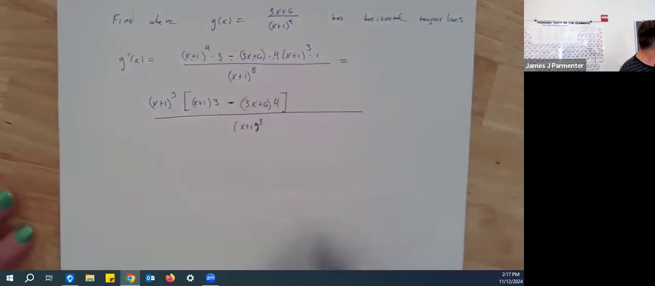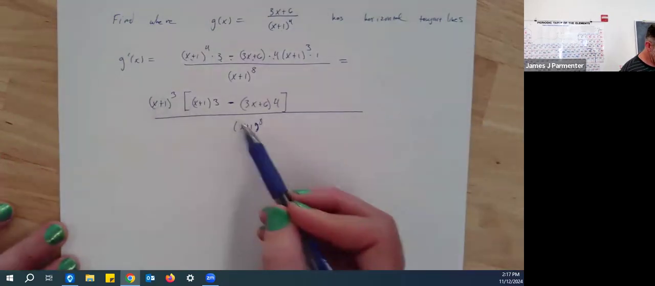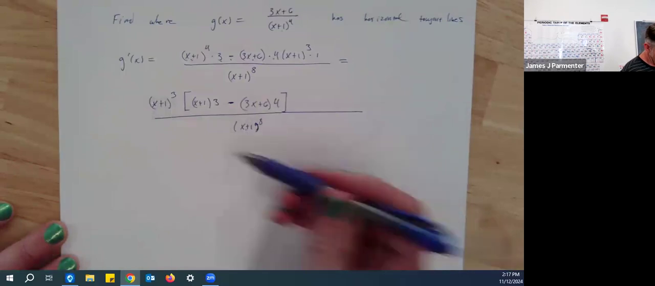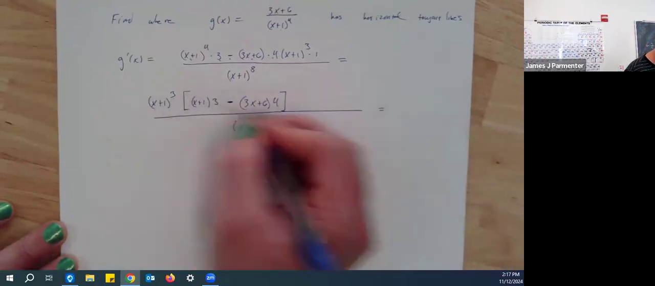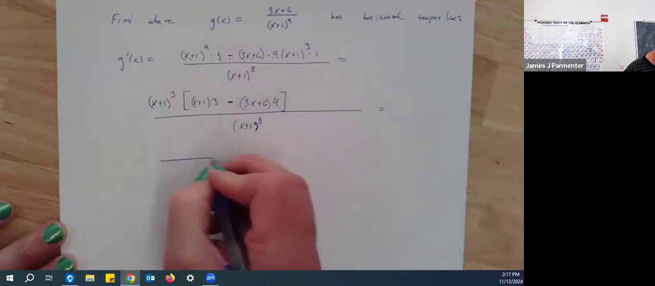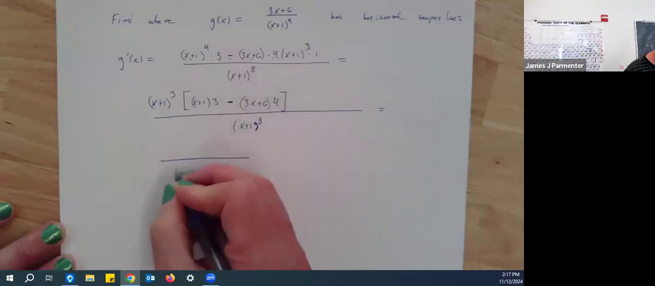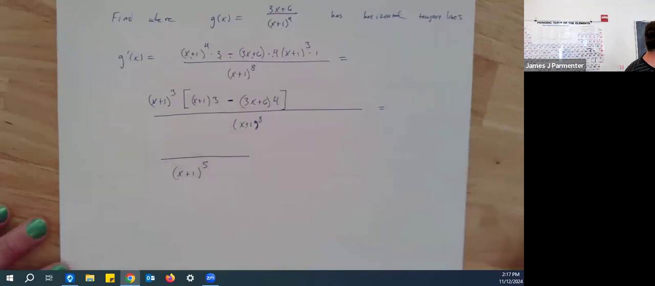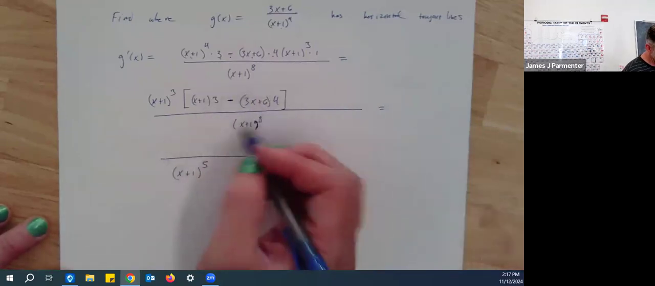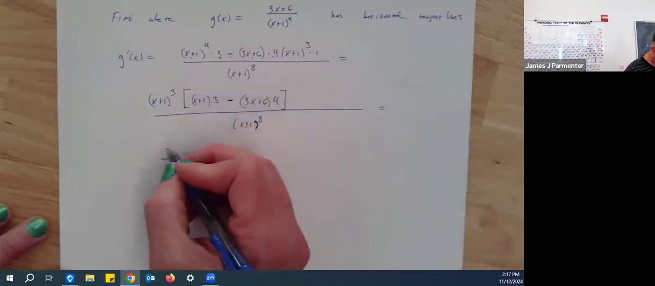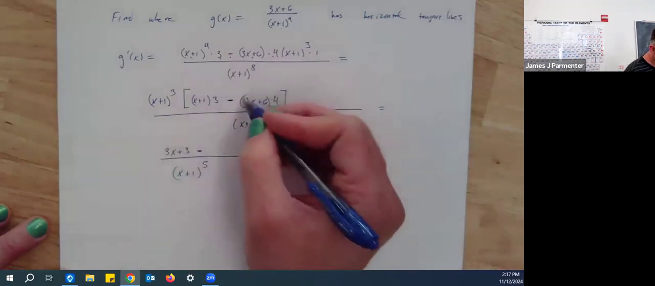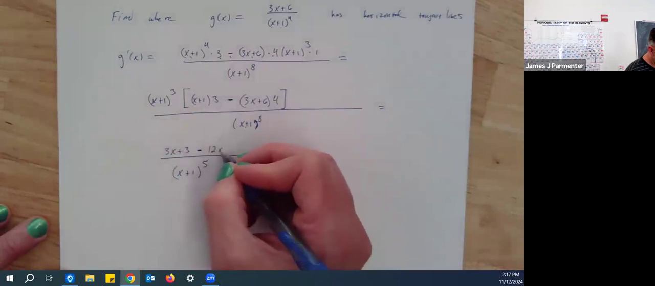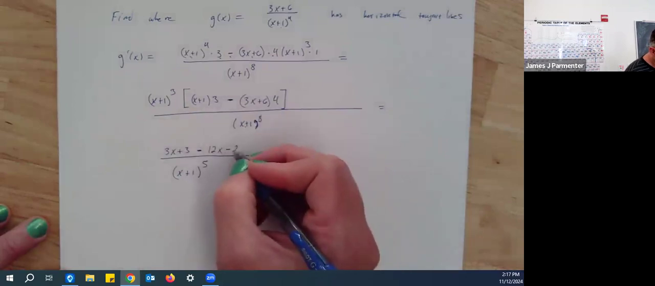And now the x plus 1 cubed and the x plus 1 to the 8th, I can cancel the x plus 1 to the third power and be left with whatever's in the brackets here over x plus 1 to the 5th. We should simplify what's in the brackets here. So distributing the 3, we get 3x plus 3 minus distributing the 4, we get 12x. And be careful here, minus 24.